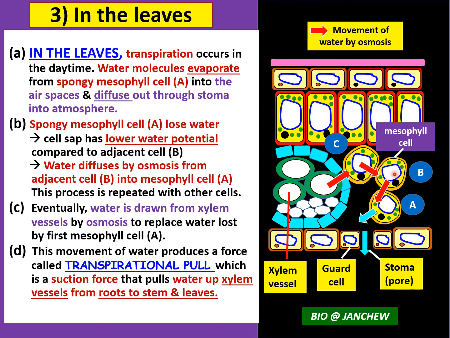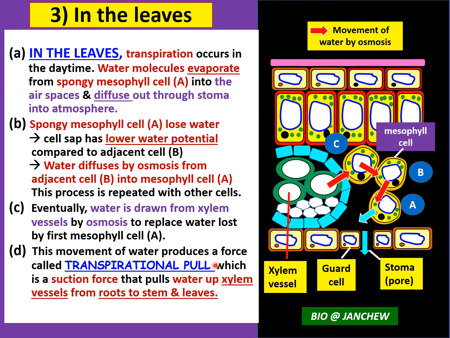Again, we see the domino effect, right? Where when water is lost from one cell, it will draw water from another cell by osmosis. So this process of osmosis is repeated with other cells until finally water is drawn from xylem vessels in the veins of the leaves by osmosis into the leaf cells, to replace the water that is lost through transpiration. So because of transpiration, a pulling force is produced, and also because of osmosis of water from one cell to the next, these two processes produce a force called transpirational pull, right?